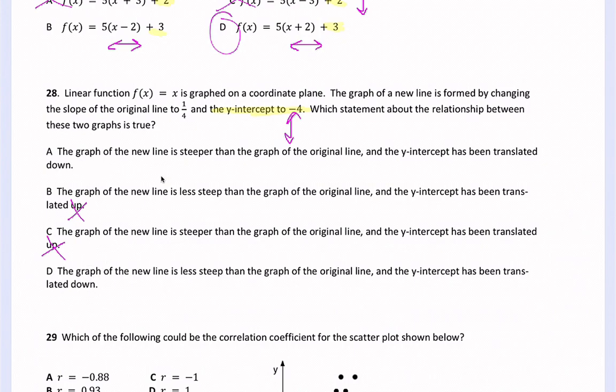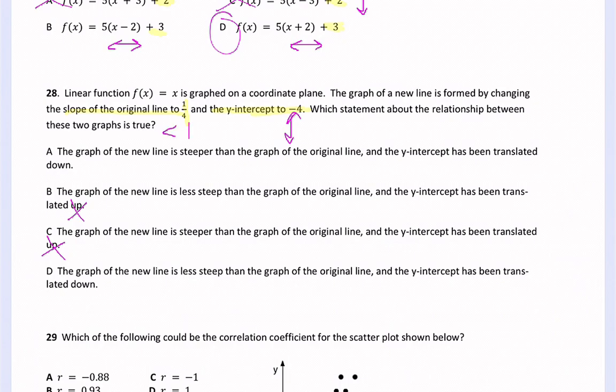The difference between A and D is A is saying it's steeper, D is saying it's less steep. So we have to pay attention to our slope. So remember, think of steepness like a mountain, right? The slope of a mountain. All right, we always compare our slope to 1. So is 1/4 bigger than 1 or smaller than 1? So it's less than 1, which means your slope is getting small.